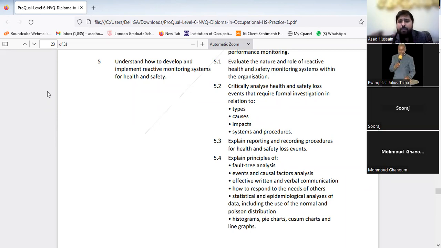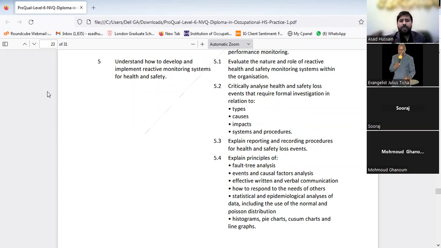Then we have to explain the reporting and recording procedure for health and safety loss events. So you have to explain with respect to your organization your reporting and recording procedure, what are its strengths and where improvements can be made. So you first explain the reporting and recording system procedures in your organization, then you explain their benefits, and then the improvements which can be made to those reporting and recording procedures.